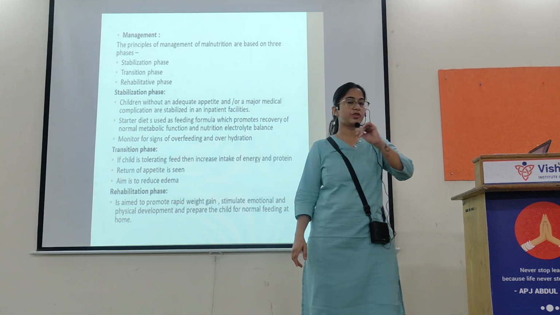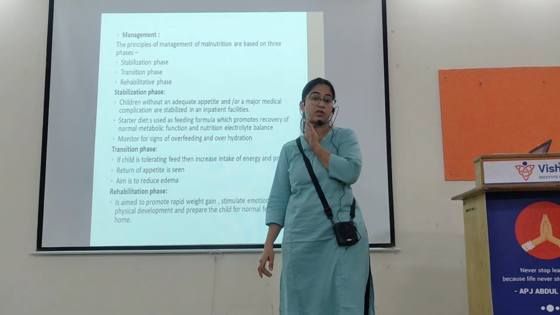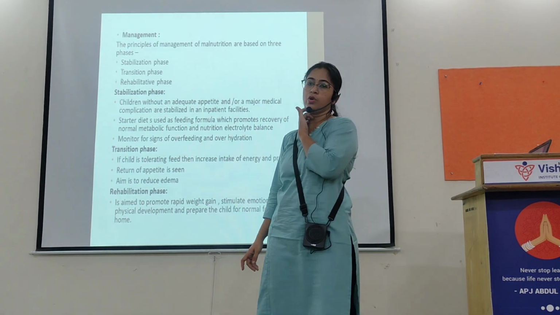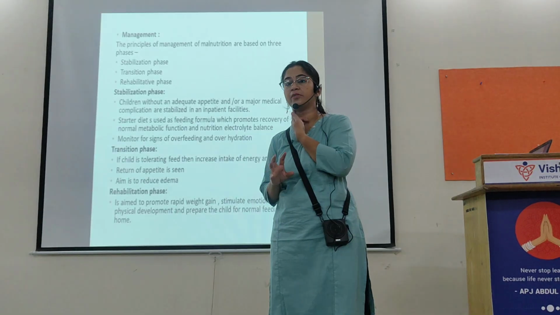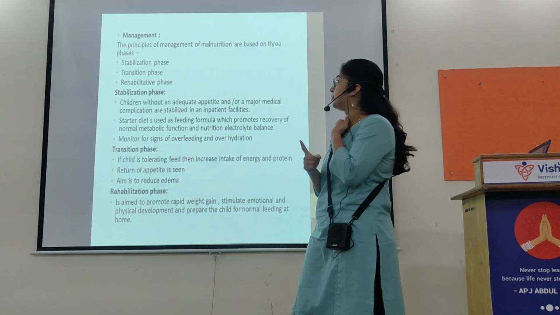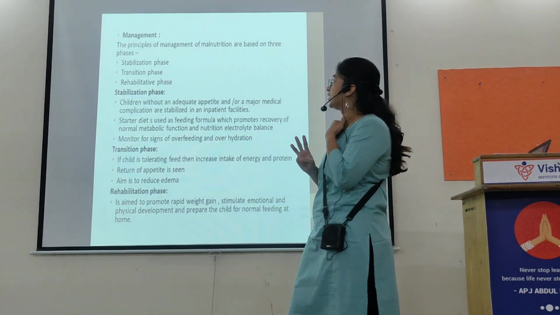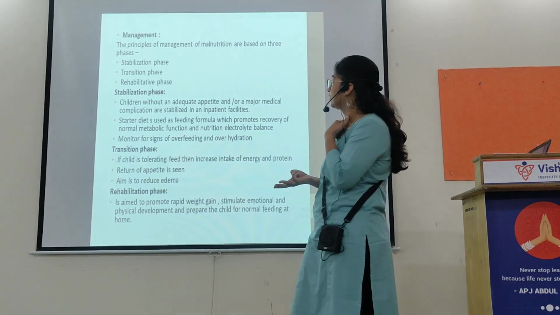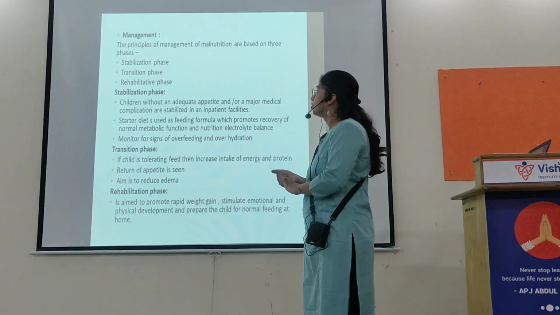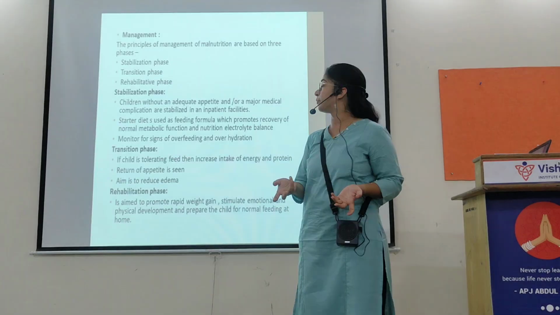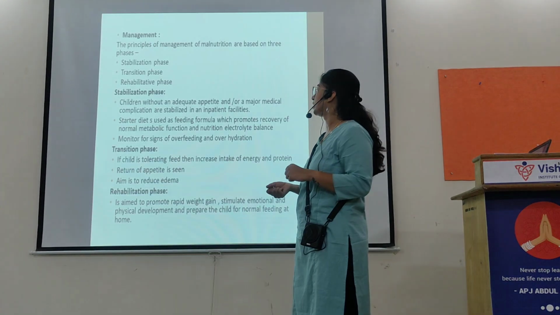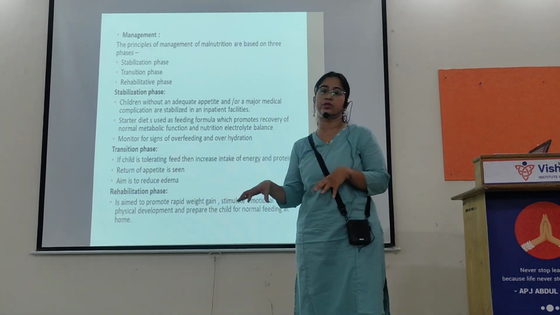So how is the management done? By the nurse, and by the dietitian also. Okay, according to the diet management, we have three phases. First, stabilization phase, transition phase and rehabilitative phase. So stabilization. Usually children without adequate appetite or with major medical complication are stabilized in the inpatient department.